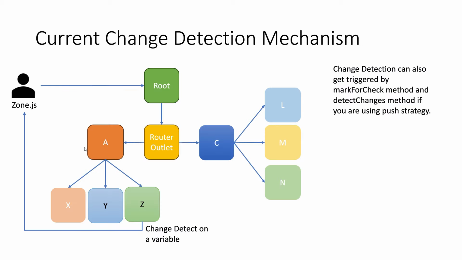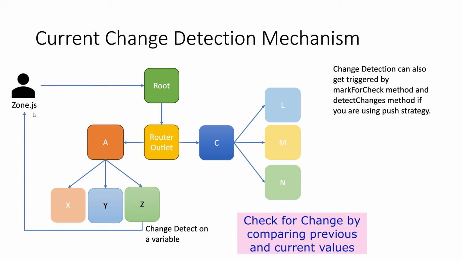So let's see how the current change detection mechanism works in Angular and the problem with this mechanism. The Zone.js file is taking care of this mechanism, and whenever any value gets assigned for the first time or changes, that component will inform Zone.js, and it starts checking from the root component. It will check all the components even though there is no change. Still, it will check.